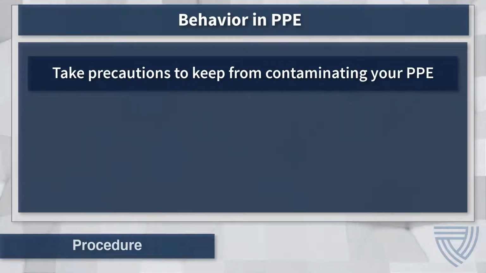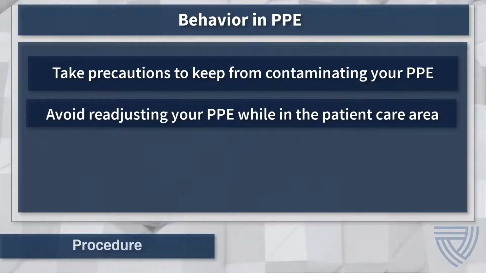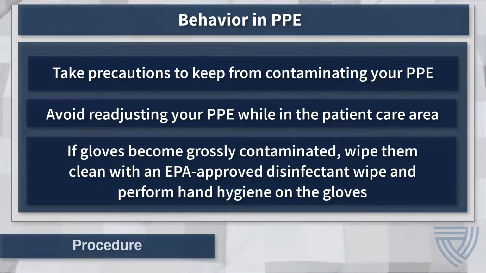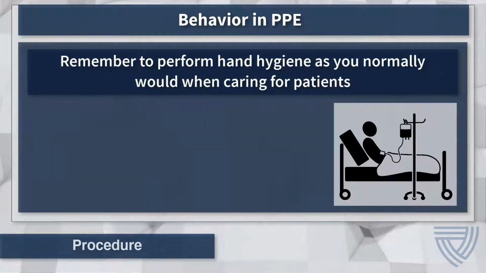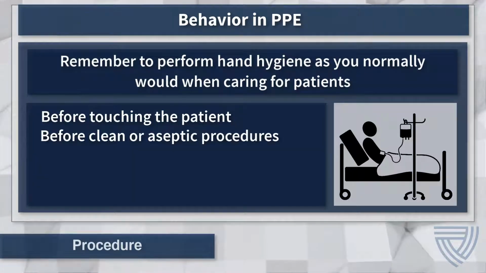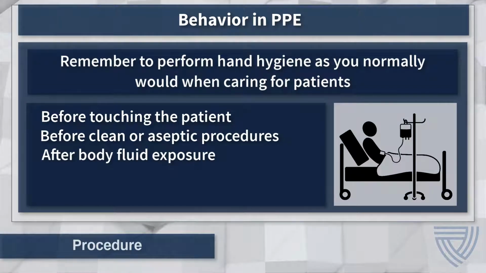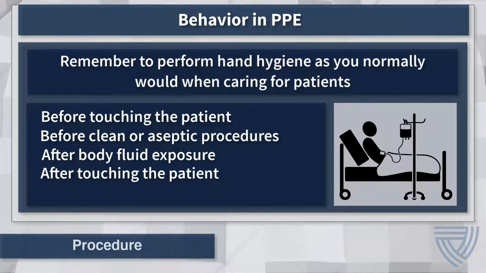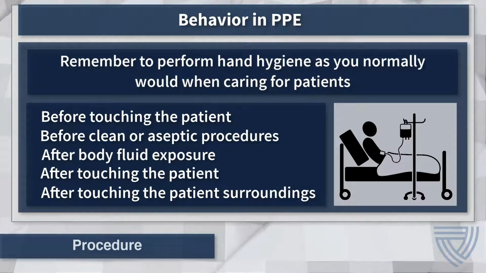Healthcare workers caring for patients with COVID-19 must take precautions to keep from contaminating PPE. Do not readjust PPE while in the patient care area. If gloves become contaminated, wipe them clean with an EPA-approved disinfectant wipe and perform hand hygiene on the gloves. Hand hygiene should be performed as usual when caring for patients, including hand hygiene before touching a patient, before clean or aseptic procedures, after body fluid exposure, after touching a patient, or after touching the patient's surroundings.